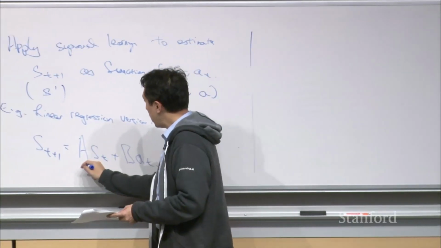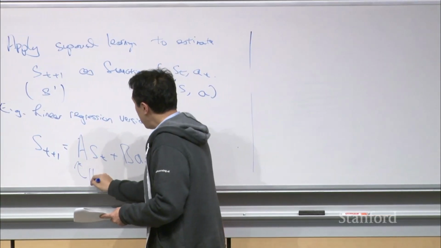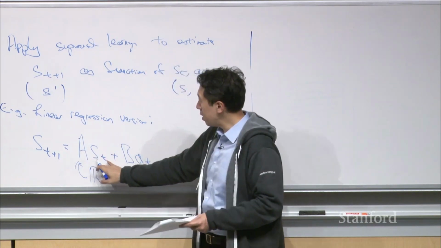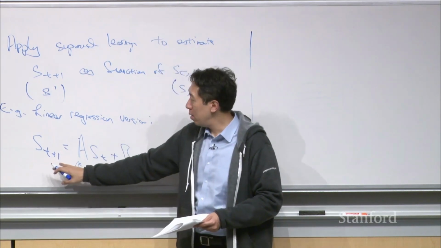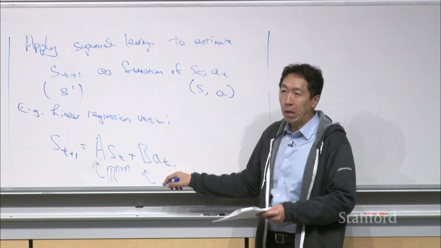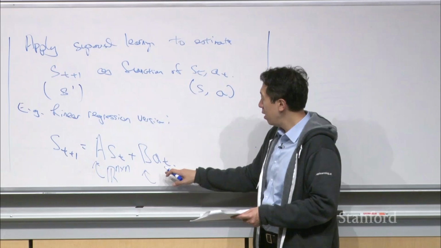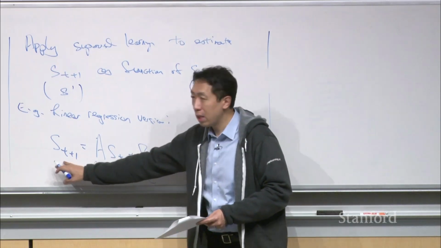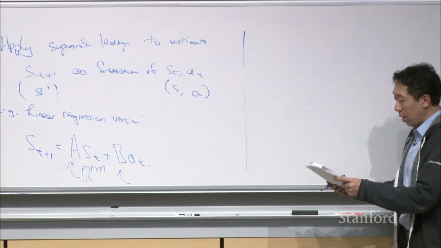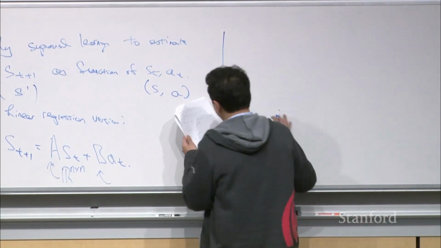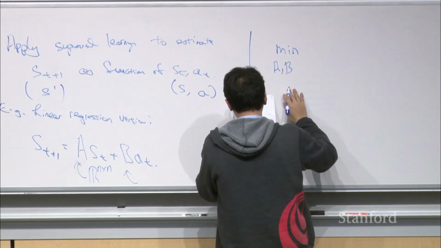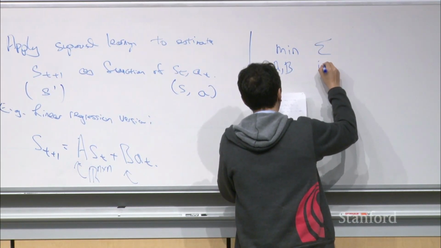And so I guess A here will be an n by n matrix because the state space is n-dimensional, so A is a square matrix, and B will usually be a tall, skinny matrix, I guess, whereas the dimension of B is the dimension of the state space by the dimension of the action space. Right? And so in order to fit the parameters A and B, you would minimize with respect to the parameters A and B of this.